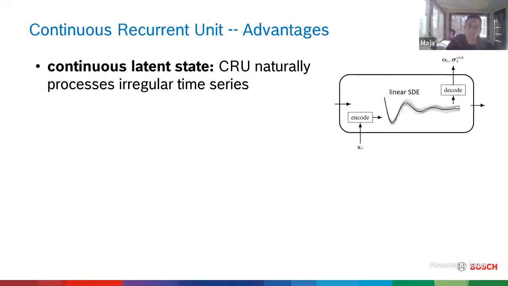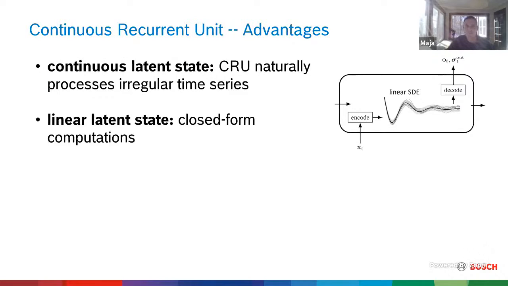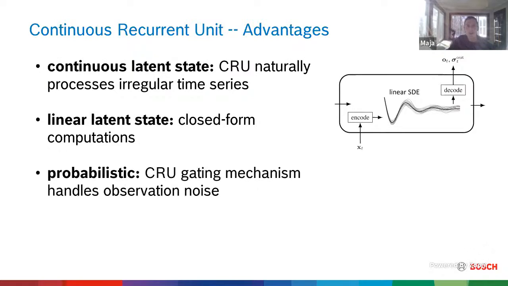And so here is a summary overview of what the CRU is. On the one hand, it assumes a continuous latent state, which will allow us to process irregular time series. The latent state is linear, so it's a linear SDE, and this will be important because it will allow for closed form computations of the forward pass. These closed form computations will be derived based on a continuous discrete formulation of the Kalman filter. And so through the Kalman filter update equations, we have a gating mechanism that somehow tells us how to optimally handle observation noise, at least in the latent space.